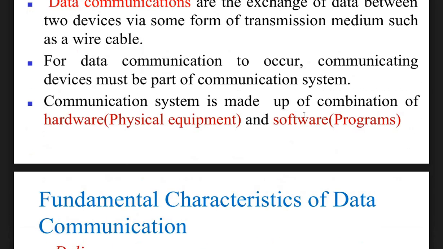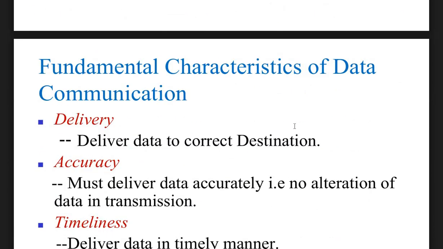Now comes the very interesting part, the fundamental characteristics of data communication. We have four things. The first thing is delivery. Delivery means delivering the data to the correct destination. If I deliver to the wrong place, that is useless, that is pointless, right? Delivering the data to the correct destination is important.